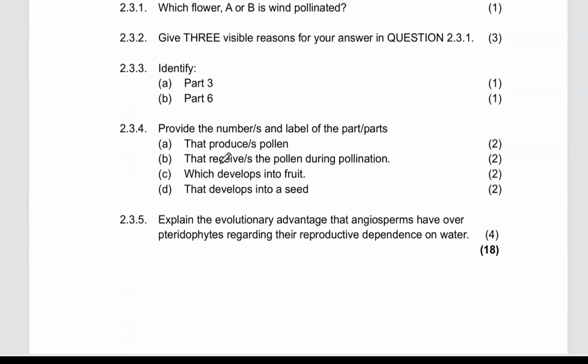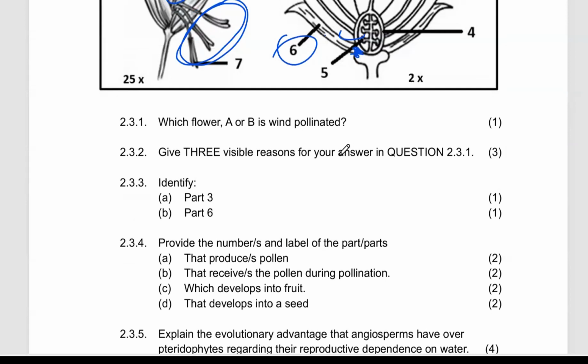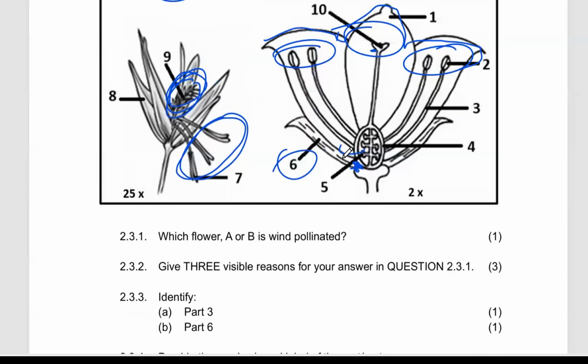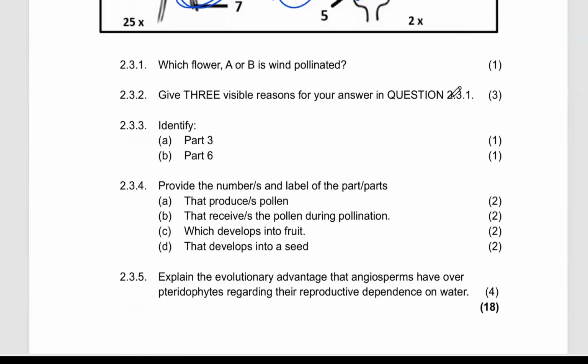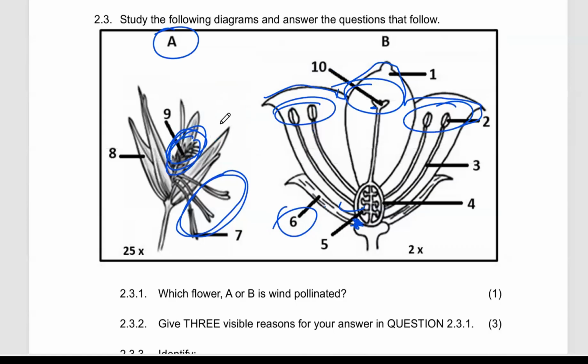Yes, in most cases, most of the flowers, it is the outside part of the flower. They're saying give the number of the part that produces pollen grains. So here we can say it is the anther. Yes, it's the anthers which produce pollen grains, number 2. Then you're saying that receives pollen grain during pollination. We can talk about the stigma, it is number 10. And then you can also talk about the stigma, which is feathery here, it's number 9. So this is the stigma, and these are the anthers.